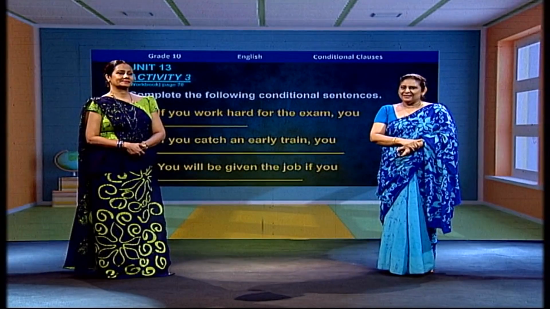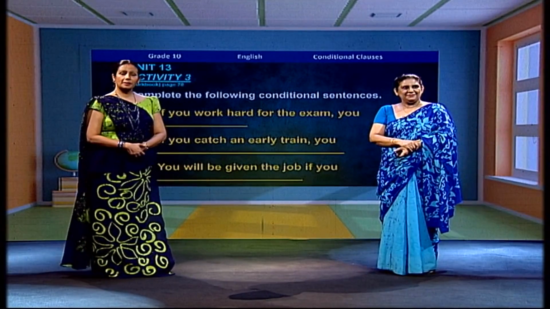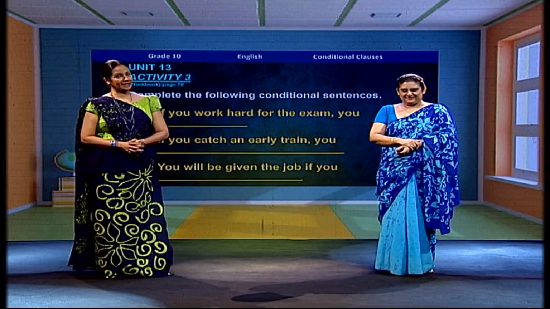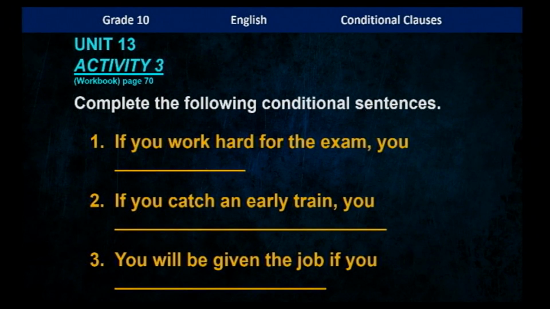The next one, another activity, children. This is from your workbook. Actually, it is on page 70, children. So you better take your workbook and turn to page number 70. Right. So you have to complete the following conditional sentences. Again, we will give you some time. Hurry up and do this activity. This is on page 70 in your workbook. Yes, I think they can remember the rule now.